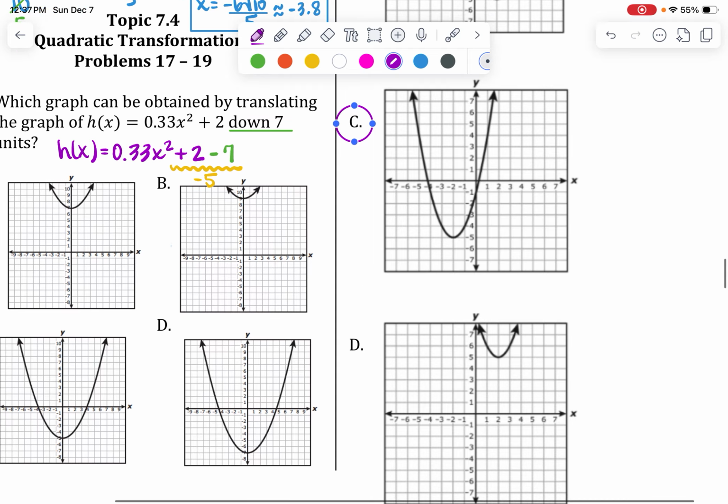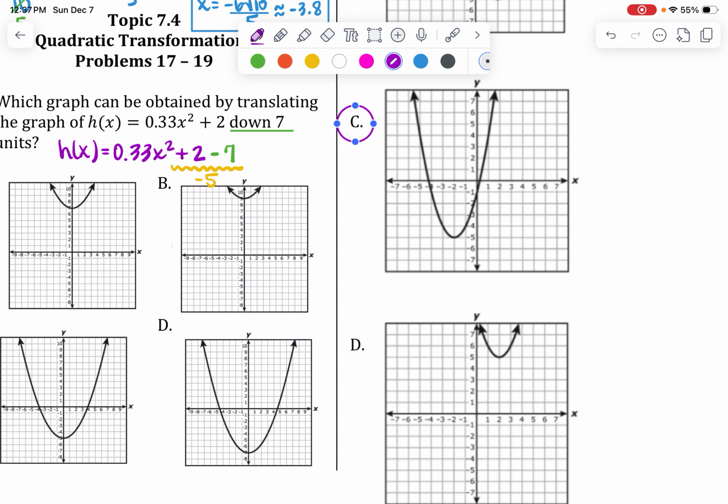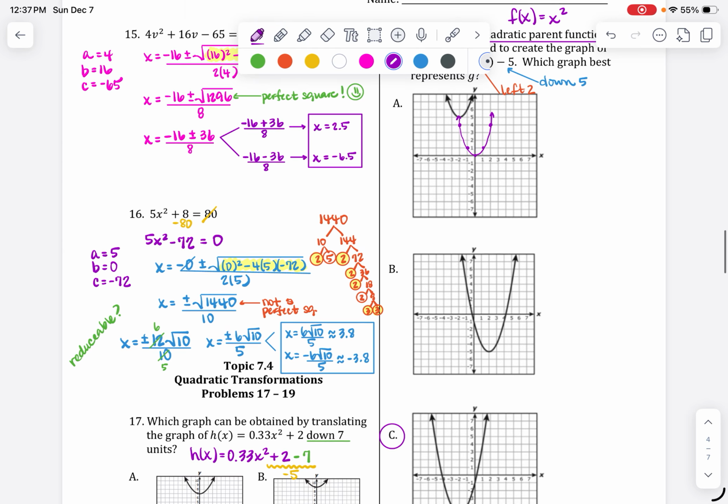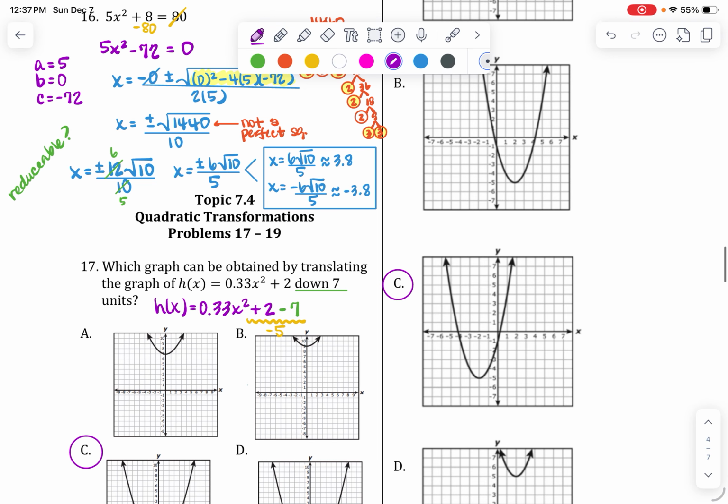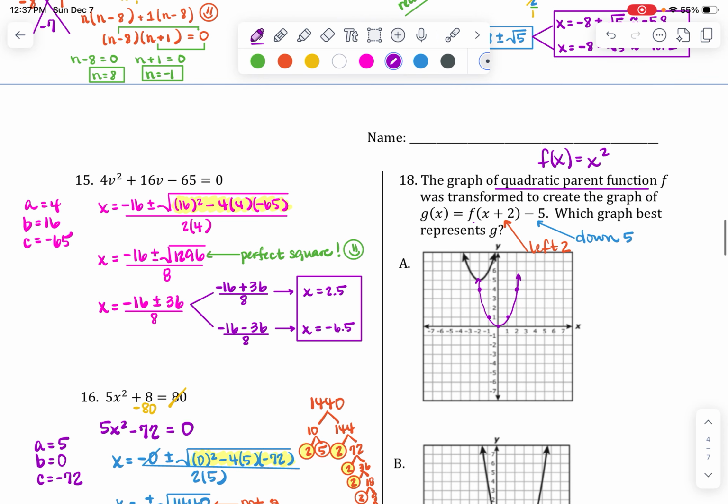And then it's clearly not D, which has been moved right 2, up 5, right? So they've done every possible direction there, right? But the one we wanted was the left 2, down 5, so that is C. Again, if you wanted to, you could type this into Desmos, verbatim, and then you could match up the graphs, right? But that's pretty time consuming.